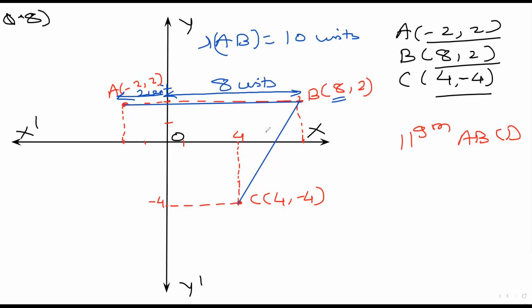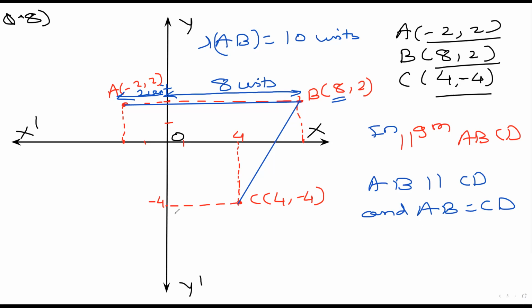Are you getting my point? It is 10 units. So what is the property of a parallelogram? Opposite sides are equal and parallel. So AB is parallel to CD and AB is equal to CD. Do you agree?